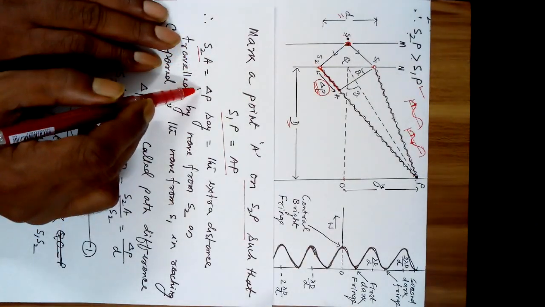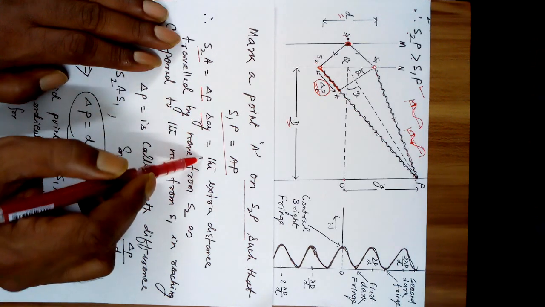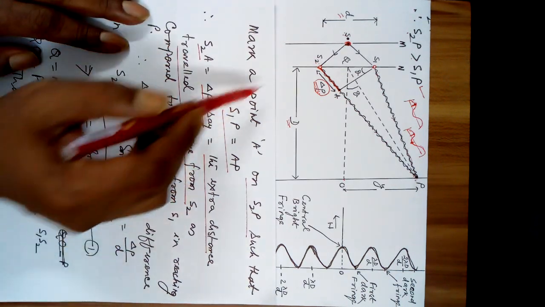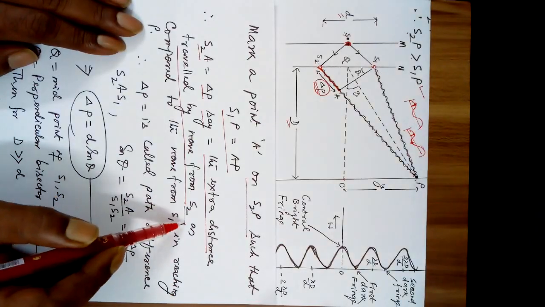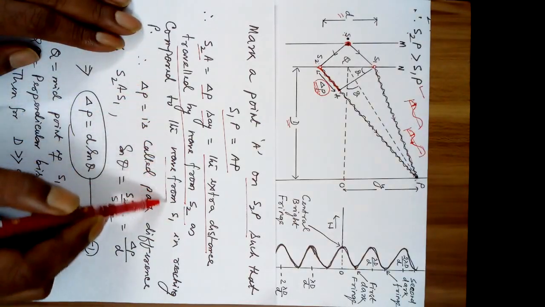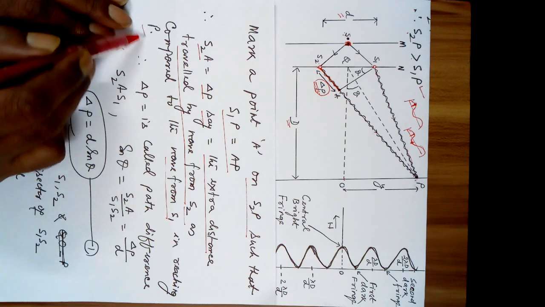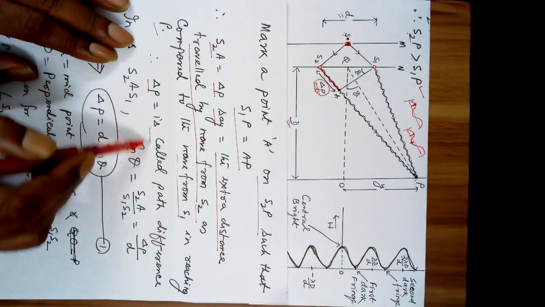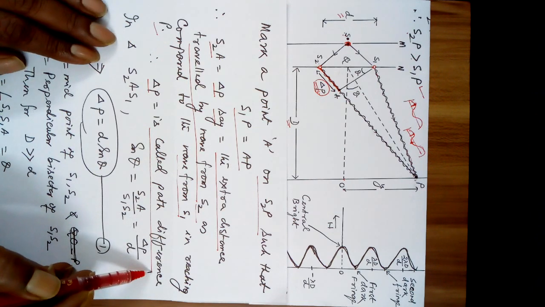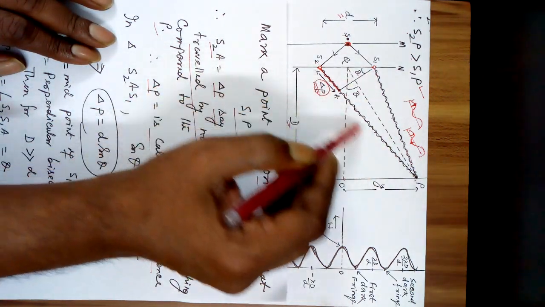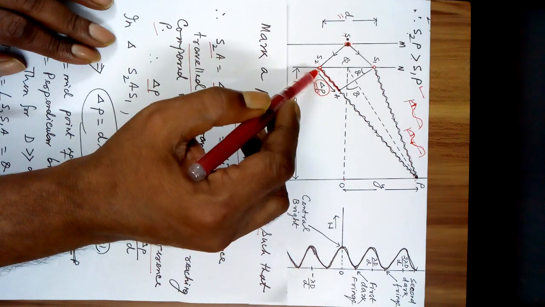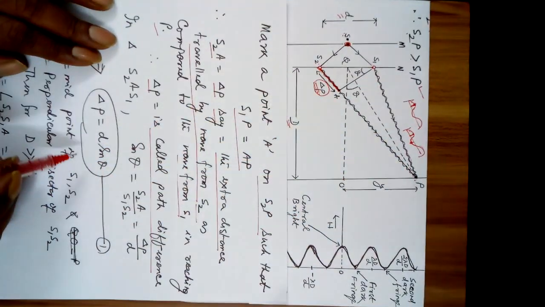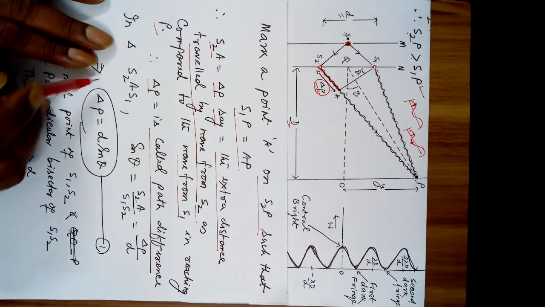So S2A, I write it as delta P, is the extra distance traveled by the wave from S2 as compared to the wave from S1 in reaching P, which I explained to you. Therefore, delta P is called the path difference between the two waves. This wave and this wave, the path difference is this. This is the extra path traveled by this wave as compared to this wave. Now let us calculate how much that is.